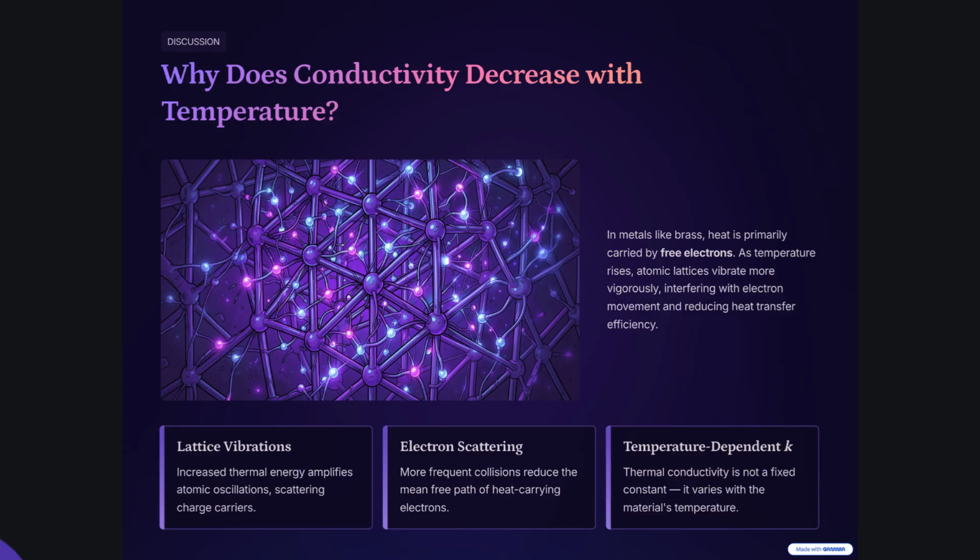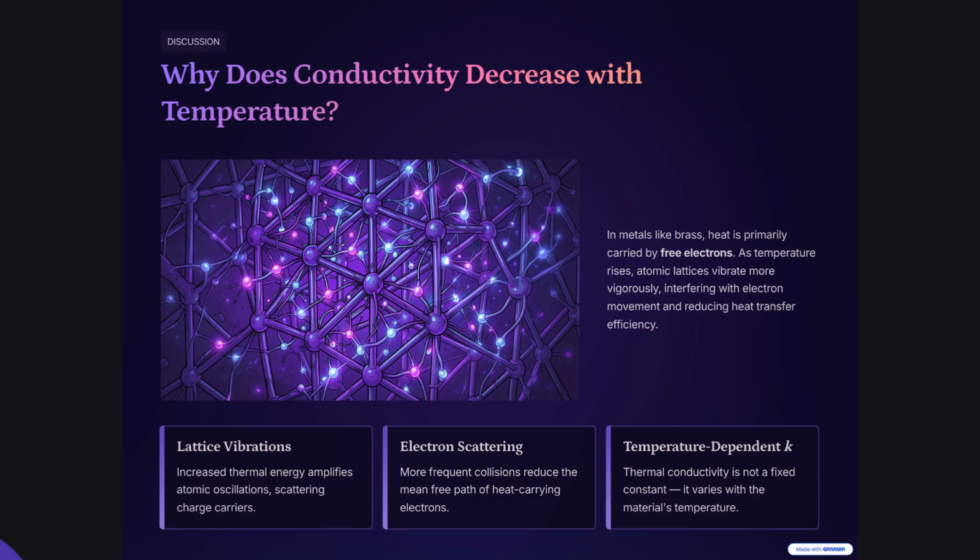Now let's discuss a key finding. Why did the thermal conductivity of our brass decrease as we increase the power? In metals like brass, heat is primarily moved by free electrons. As the temperature rises, the metal's atomic lattices vibrate more vigorously. These increased vibrations act as obstacles, causing electron scattering and more frequent collisions. This reduces the mean free path of the electrons, making heat transfer less efficient.